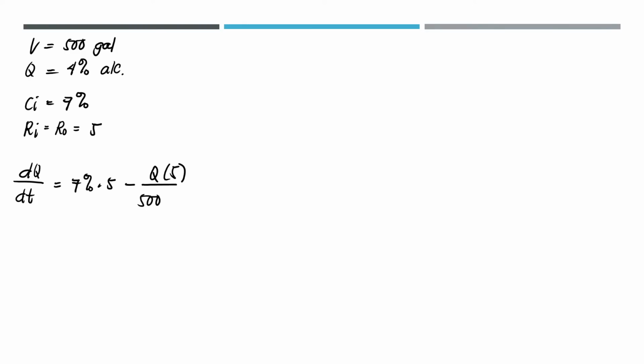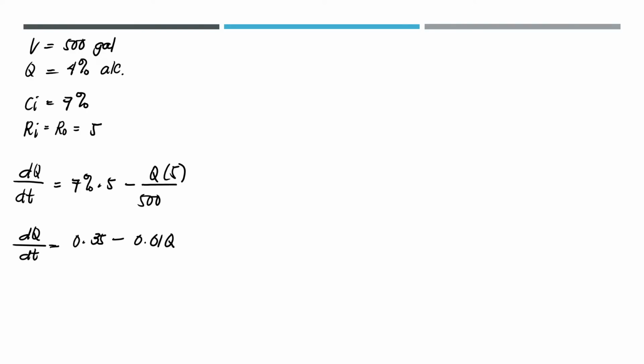Next, let's evaluate. So we have 7% times 0.5, that is equivalent to 7% times 5, which is 0.35. Then we have 1 over 100, because that is 5 over 500, so we have 0.01. So, minus 0.01 Q. dQ over dt.